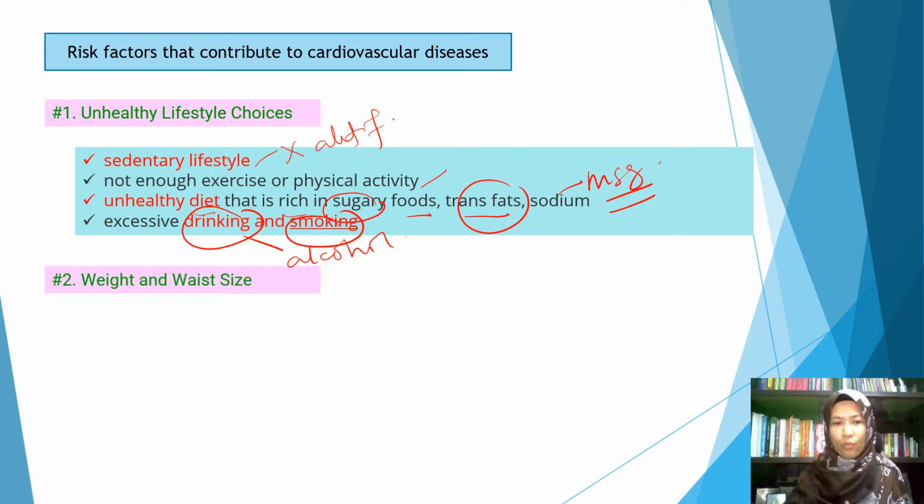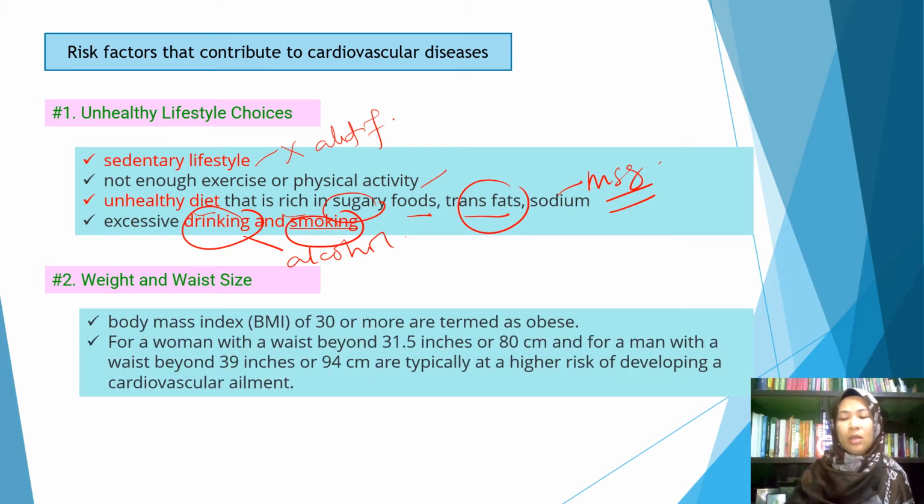Next, weight and waist size. Berat badan dan juga size waist kita lah. Okay. So, BMI of 30 or more are termed as obese. So, better check. Better calculate your BMI. Zaman COVID ni tak banyak bergerak. Pastikan awak makan pun kurang, jangan berlebihan.